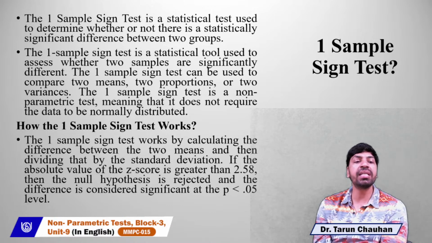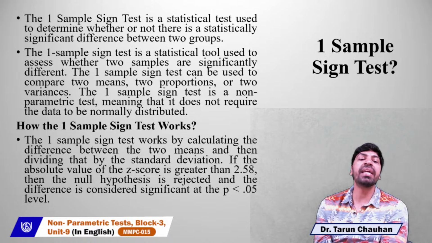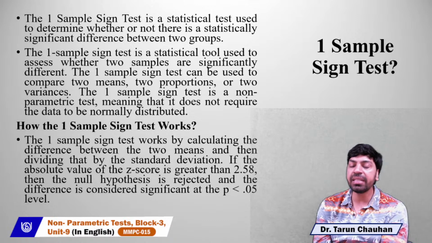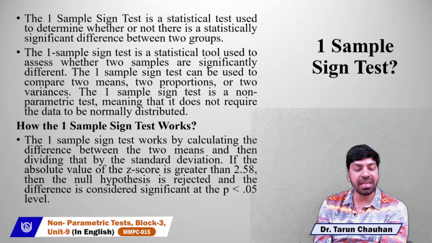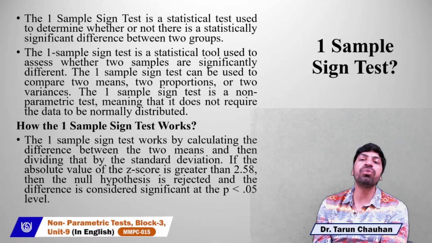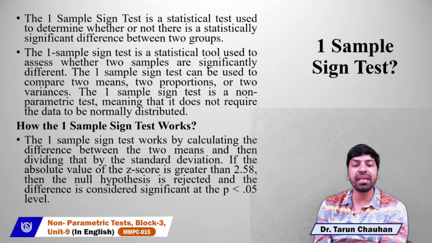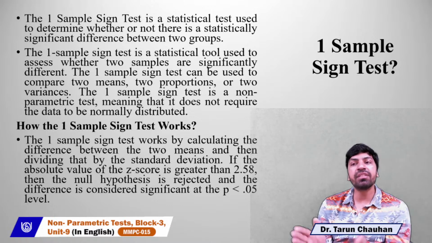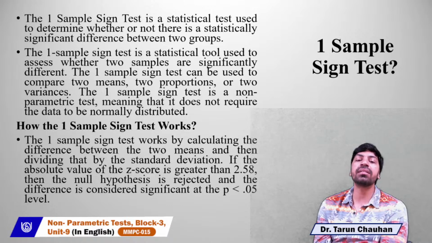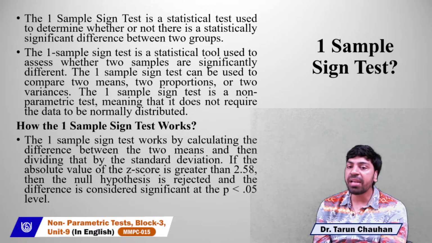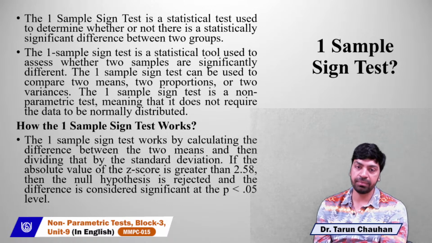How does such a test work? It works by calculating the difference between the two means or medians, then dividing by the standard deviation. If the absolute value of the Z score is greater than 2.58, the null hypothesis is rejected and the difference is considered significant at a P value, that is the probability value, less than the 0.05 level.